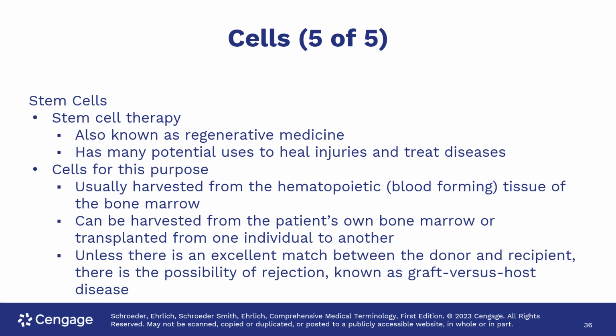Stem cell therapy is used to heal injuries and treat disease. For stem cell therapy, these cells are taken from the bone marrow, either the patient's own or donated from someone else. If there's not a good match, there can be additional problems after the transplant known as graft versus host disease.